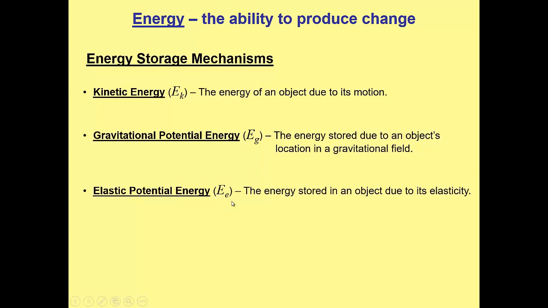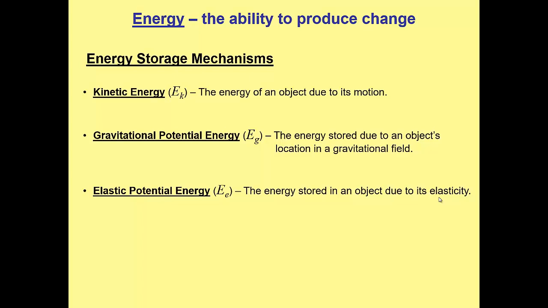You might see this as an S sometimes for springs if you're being specific, especially in an AP curriculum, but E sub E works for us, elastic potential energy. This is energy stored in an object due to its elasticity. All objects are elastic to one extent or another, and there's limits to that elasticity. I can bend a meter stick a little bit and flick it and it would go back to its original shape. But if I bend it too much, it breaks. I've exceeded what's known as the elastic limit. And then we end up with it not really being able to produce change anymore.